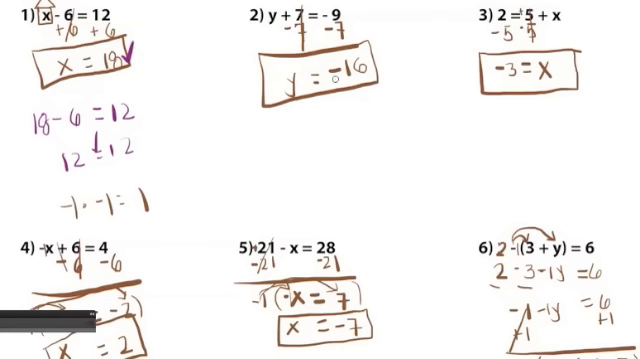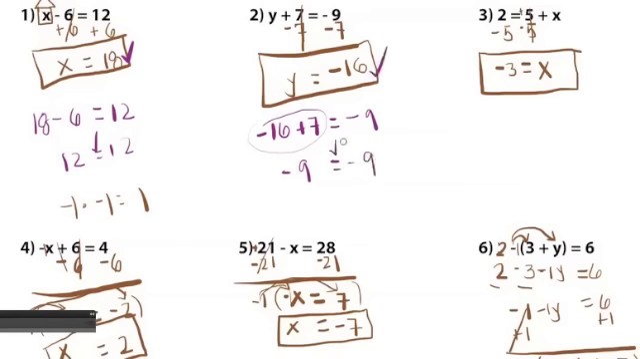Let's see it with number 2 here. So wherever I see a y, I'm going to plug in negative 16. So here's a y. Negative 16 plus 7 equals negative 9. Is this true? Negative 16 plus 7 is negative 9? It sure is. And so we know that's a good answer there.